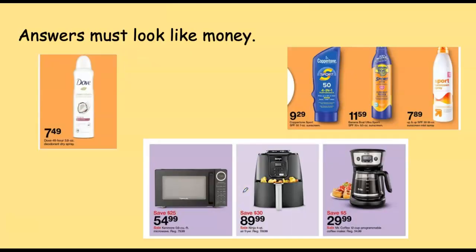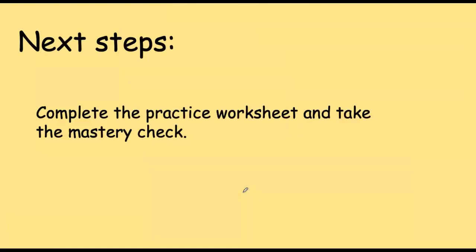Again, I just wanted to bring this up. Make sure your answers look like money. When you do the practice sheet, they all should have only 2 digits to the right of the decimal. Your next steps are to complete the practice worksheet and take the mastery check.